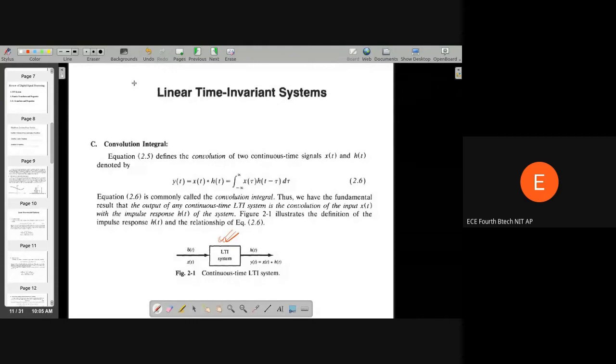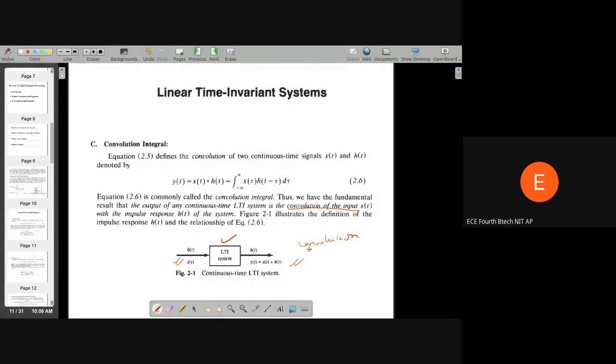LTI system. As you said in the last class, it helps us predict the output. It enables us to predict the output provided the sinusoid is given. For any random input x(t), we can get the output in the time domain through an operation called convolution. If you're already revising signals and systems, you will be familiar with this.